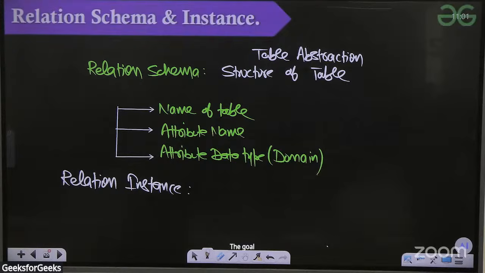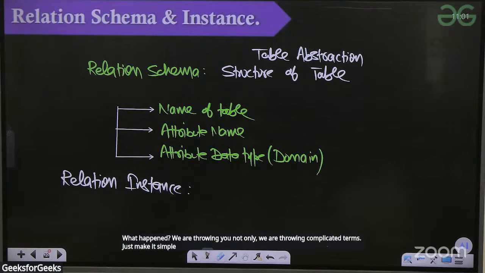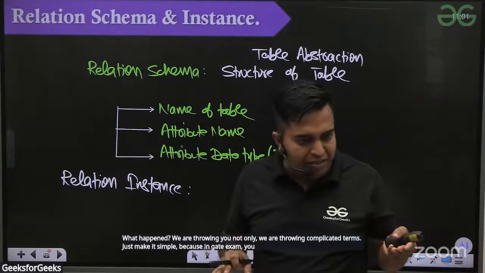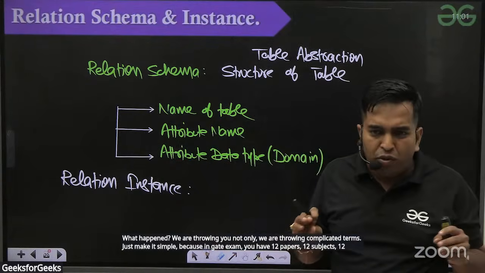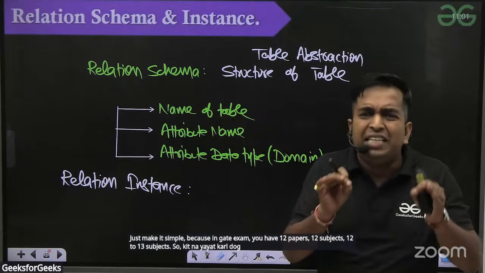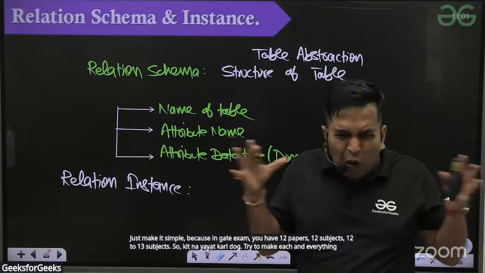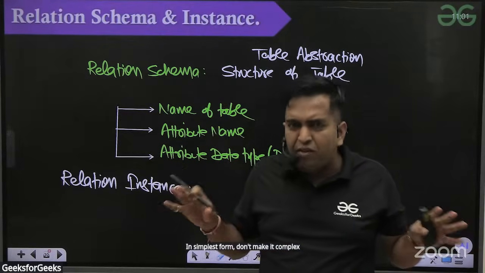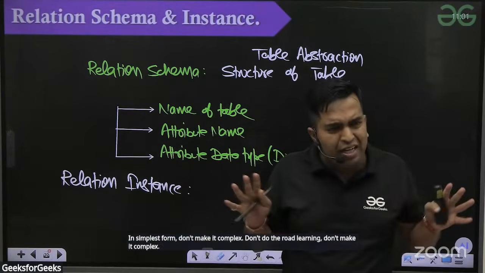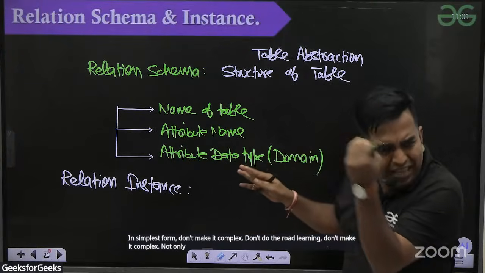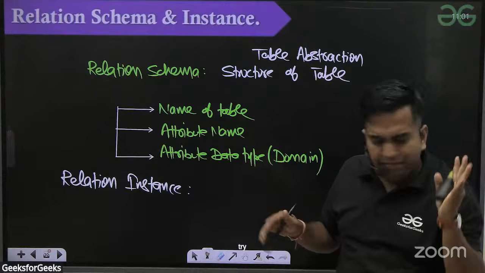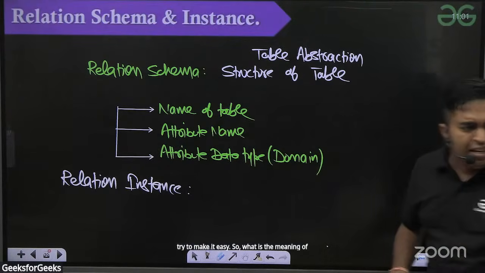Look, in my language, complex is not good. We are not only throwing complicated terms at you, just make it simple, because in the GATE exam you have 12 to 13 subjects. So how much can you memorize? Try to make each and everything in the simplest form. Don't make it complex. Don't do rote learning. Study by feeling the concepts, not only in DBMS, in every subject. Try to make it easy. So what is the meaning of relation instance? It's very simple.